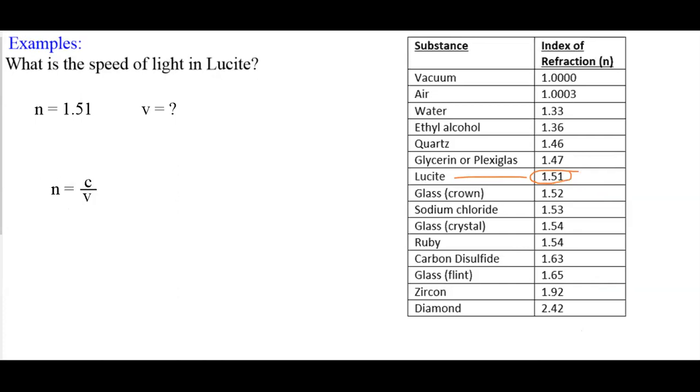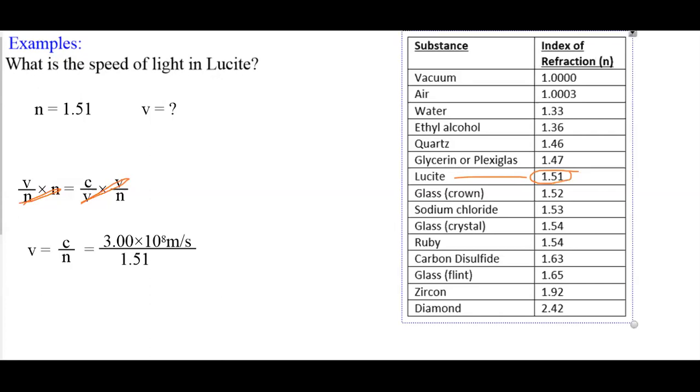Take your equation for the absolute index of refraction value and do some quick manipulations. In other words, I want to play the game of switcheroo where, because I'm looking for my speed, I essentially just want to trade places with my absolute index of refraction value. So you just multiply by v over n on both sides of the equation in order to get v all by itself. And it will look like that. Just a matter of plugging in your numbers at this point.